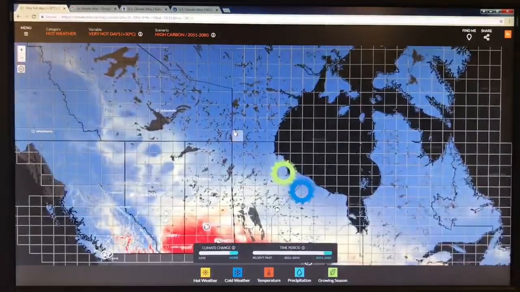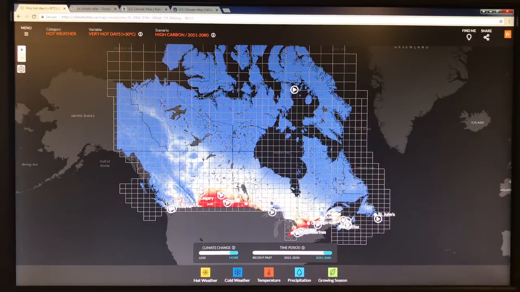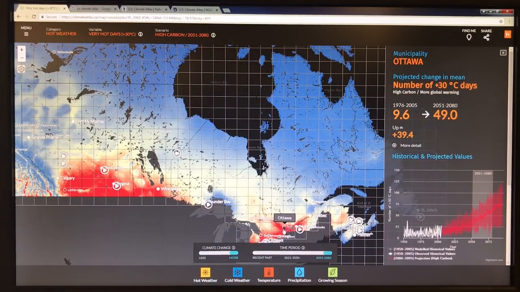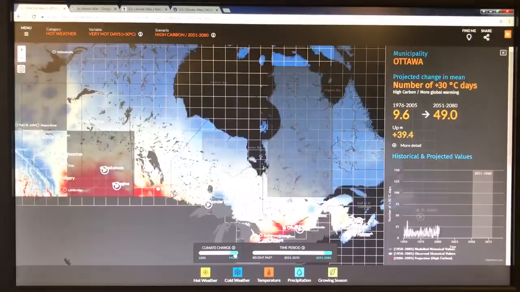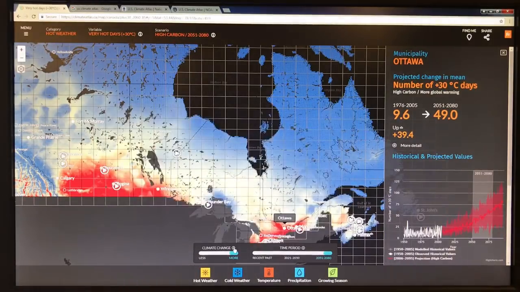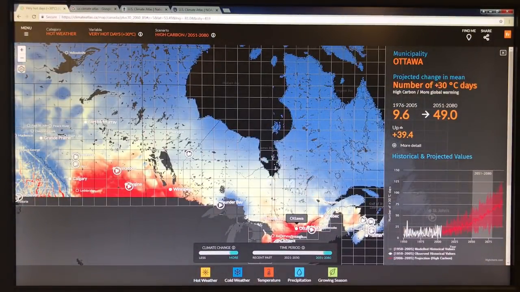You get a map of Canada, and you can pick different locations, and you can look at various parameters and see what's going on here. So I'm just going to click on Ottawa as an example, and there's two different scenarios, a less scenario and a more scenario. If you click on information here, the more climate change is business as usual. It follows the Intergovernmental Panel on Climate Change Representative Concentration Pathway 8.5. The low carbon scenario follows the 4.5 scenario. There's a bunch of computer models that are generating this information. You can zoom in to different areas and move around on the screen, do whatever you want.